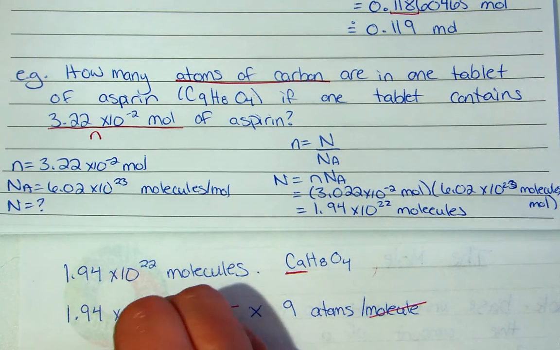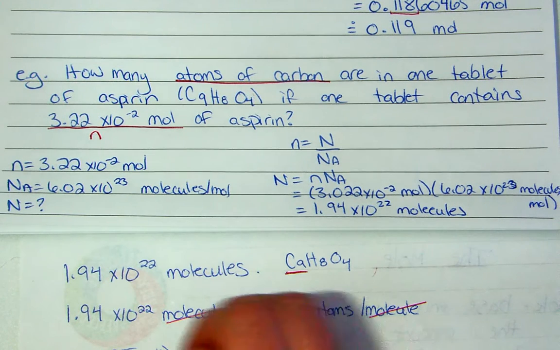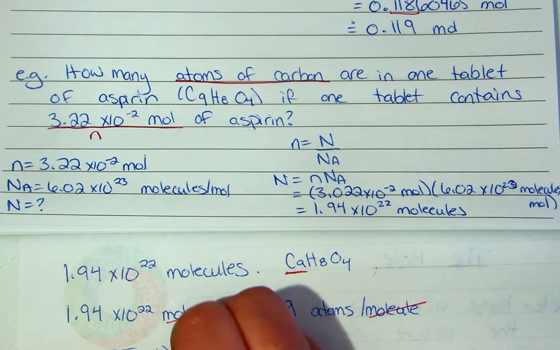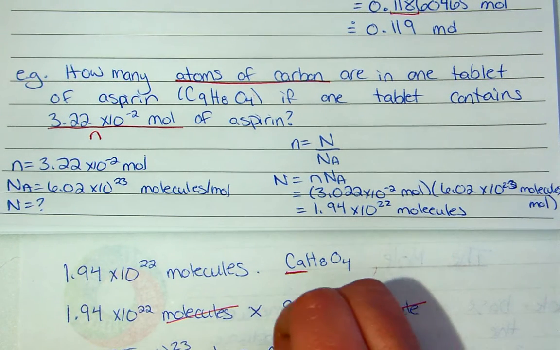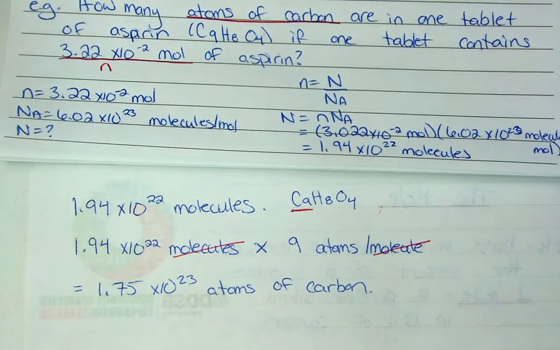1.75, keeping the number of sig digs. This is a counting term. It doesn't count as significant. It's not been rounded. Atoms of carbon. And there is our final answer for this final example.